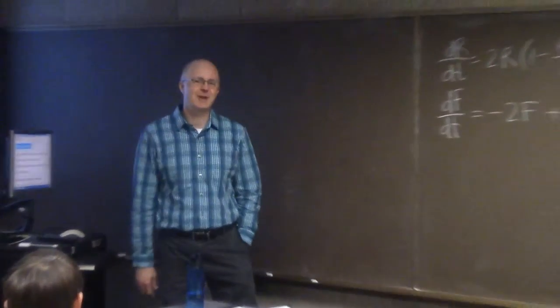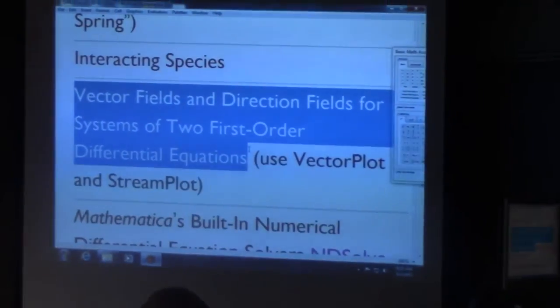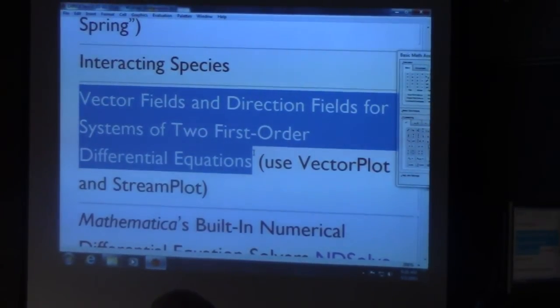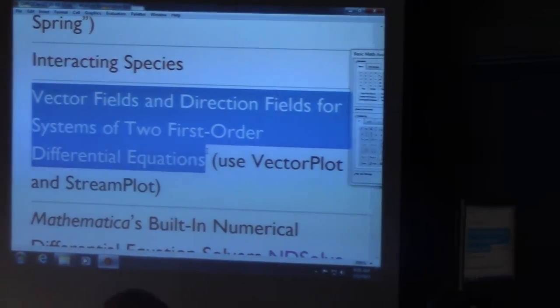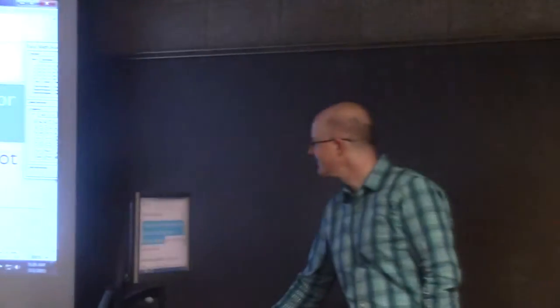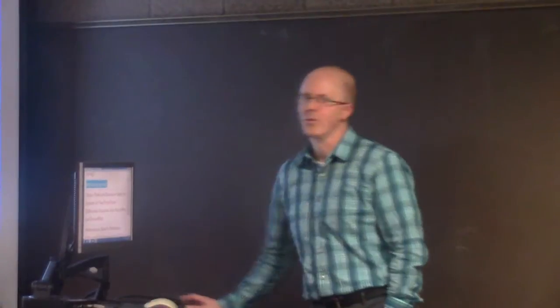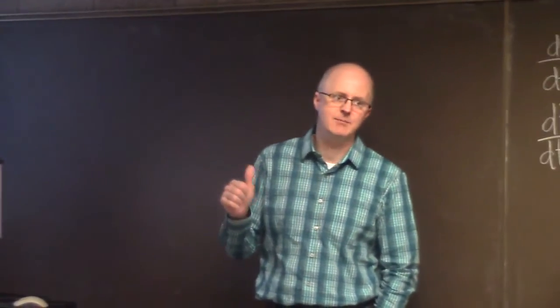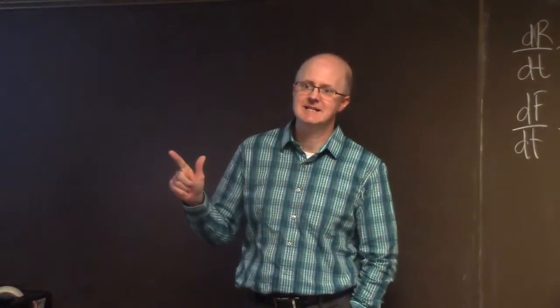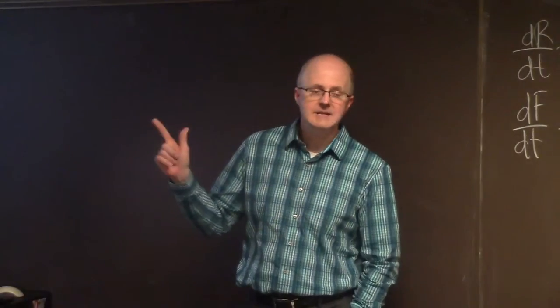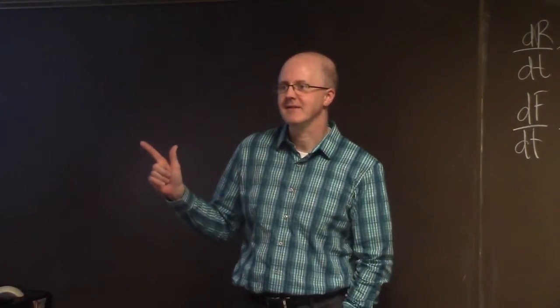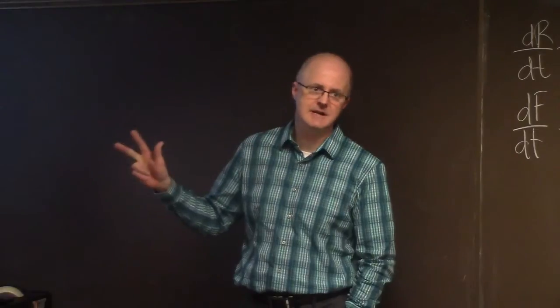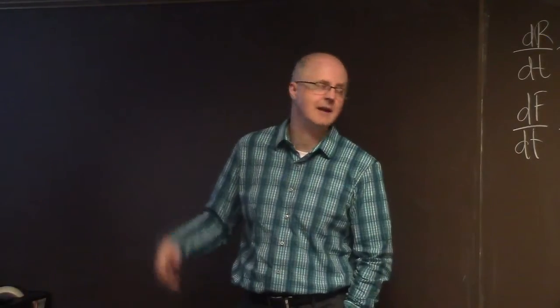All right, today we're going to focus on what I call vector fields and direction fields for systems of two first-order differential equations. And we're going to talk about it in the context of a predator-prey model. There's three kinds of interacting species models in general that people typically consider. One is predator-prey, where you have one animal eating the other. Second is cooperating species, where the species cooperate and they benefit each other. Third is competing species, where they are competing against each other.